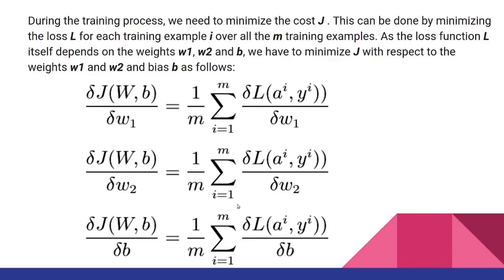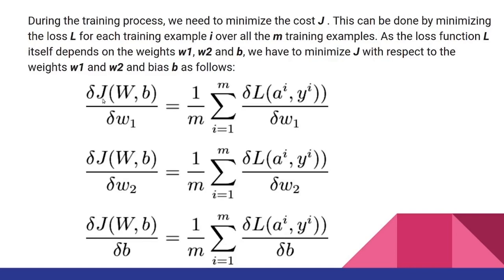So we are basically done. Don't get scared by these big formulas. It's already done. We already know these answers. During the training process, we need to minimize the cost J, and this can be done by minimizing the loss L for each training example i over all the m training examples. As the loss function L itself depends on the weights W1, W2, and B, we have to minimize J with respect to the weights W1 and W2 and the bias B as follows.